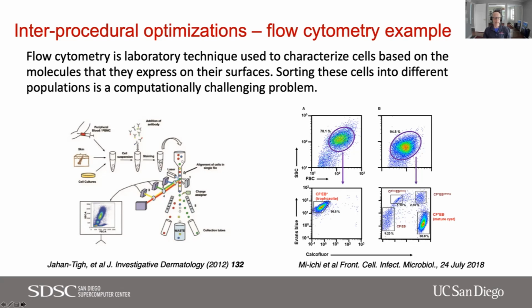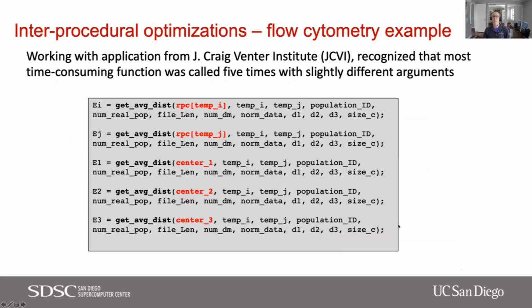I'm not going to get into the details of the code, but as we were working with it, we noticed that there was a function that was called 5 times. This is the get average dist function, called 5 times with slightly different arguments. I'm highlighting the differences in red, but all of the other arguments, temp sub i, temp sub j, population ID, numreal pop, file len, etc., were the same for each of these 5 successive calls.